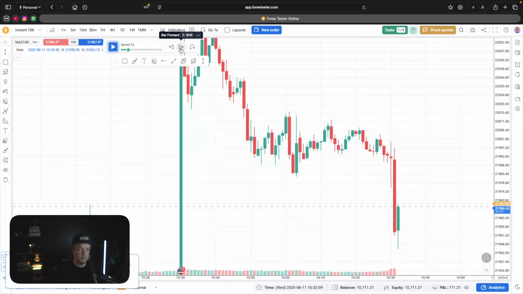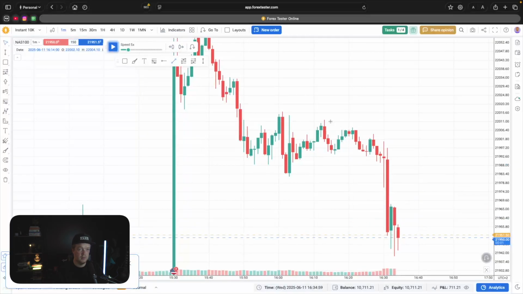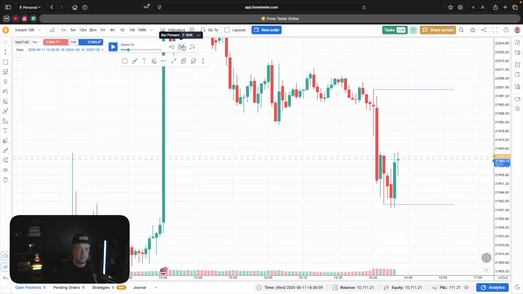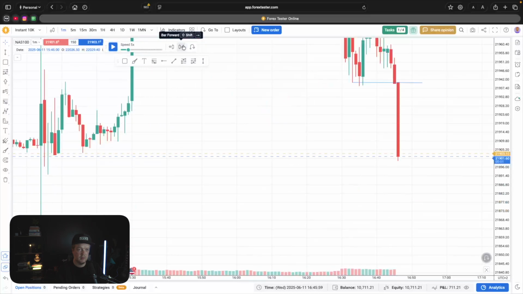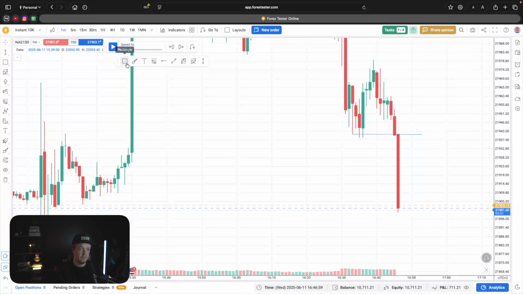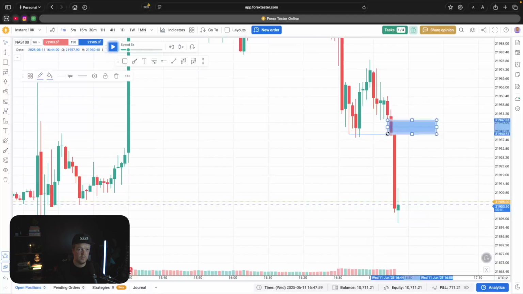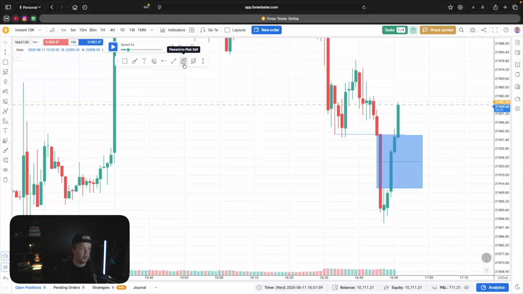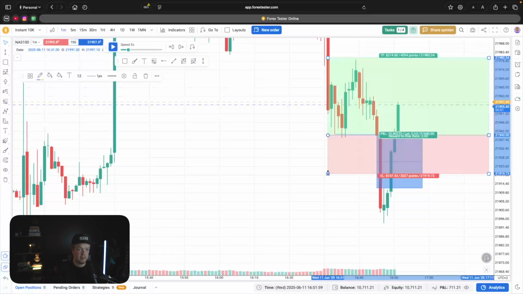1, 2, 3, 4, 5. There's our high. There's our low. And let's see what happens. There's our first fair value gap. Let's see. There, it moved right over there now. Let's see what happens. There we go. We broke through. Put our buy limit right over there.